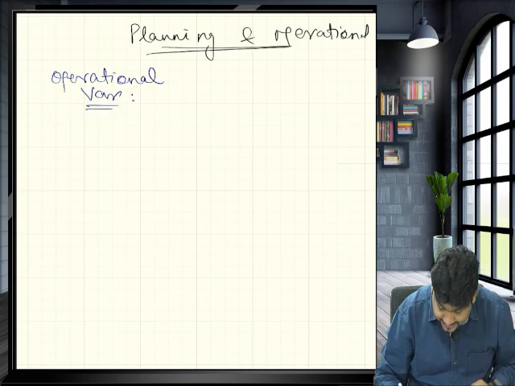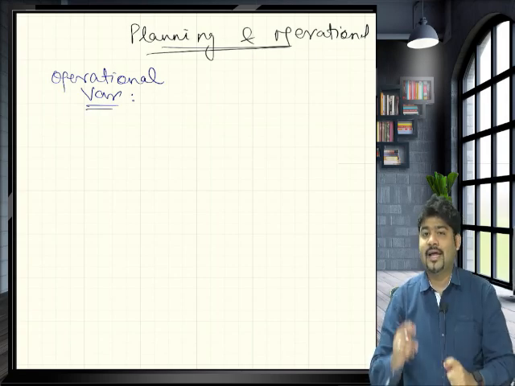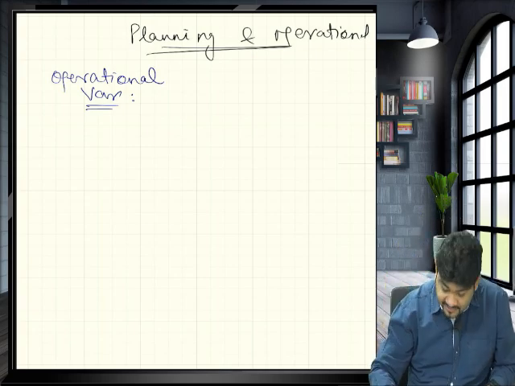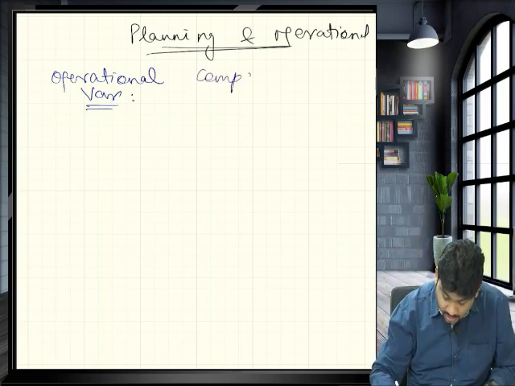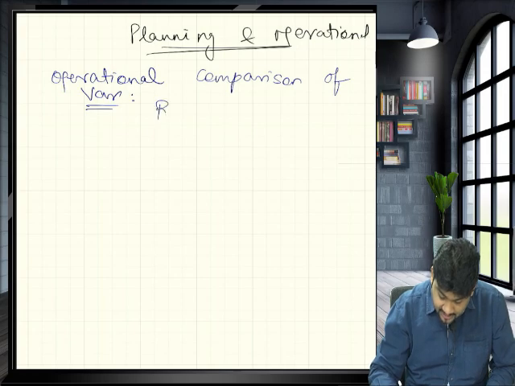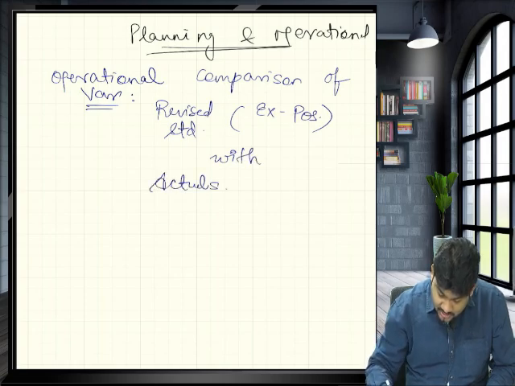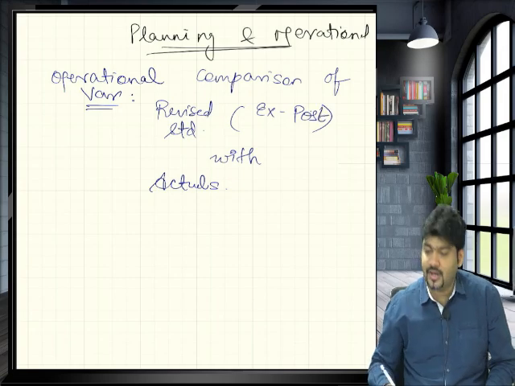Correct. So when you write it in the examination, you will first write operational variance, which is a comparison of revised with actual. So we will write here revised standard. Can I say revised standard is also called ex post? And what is this called? This remains actuals only. Are we clear?